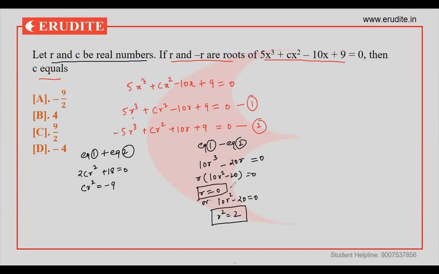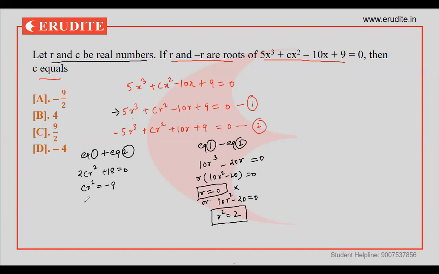Guys, r is equal to 0 is not satisfying this equation because it cannot be r equal to 0. Guys, try to understand. As r is the root of this equation, that means if I'm putting r here, I'm getting this equation. If r is equal to 0, then it should satisfy. But if I'm putting r equal to 0, it is not satisfying. That means this is not the correct one. So r square should be equal to 2.